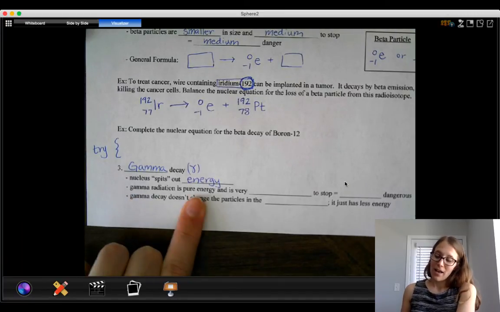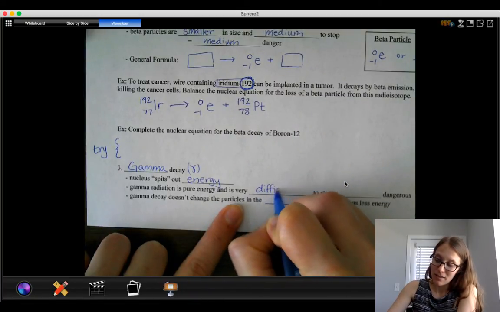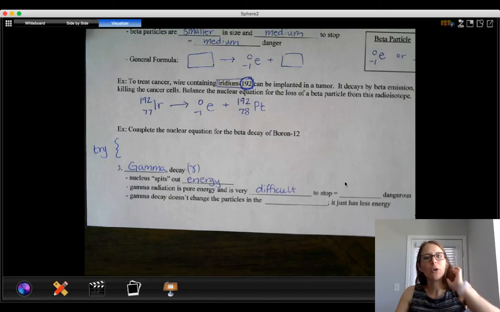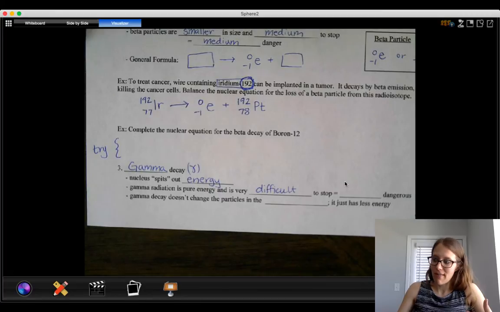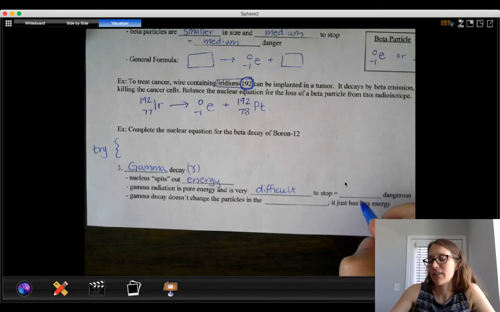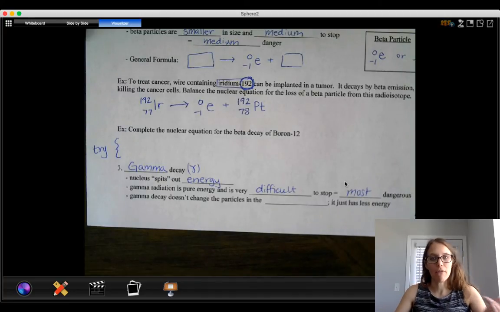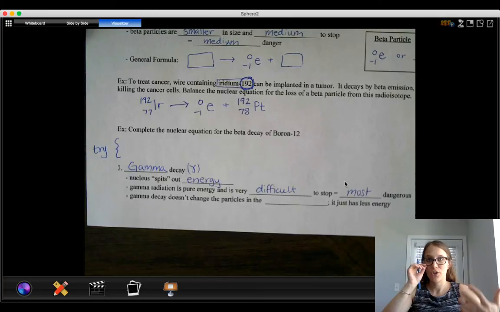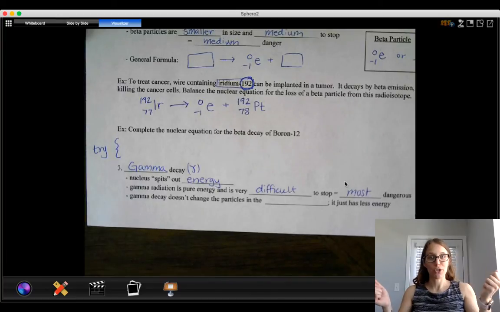Gamma radiation is pure energy. It is very difficult to stop because it's just pure energy. It's kind of like the microwaves you use to cook food in the microwave oven, just even higher energy than that. Because it's very difficult to stop, it is the most dangerous form of radioactive decay. So this is the one that is the most dangerous overall. It could go through your skin, it can go straight into your organs. This is the one that you couldn't block by just holding up a piece of paper.